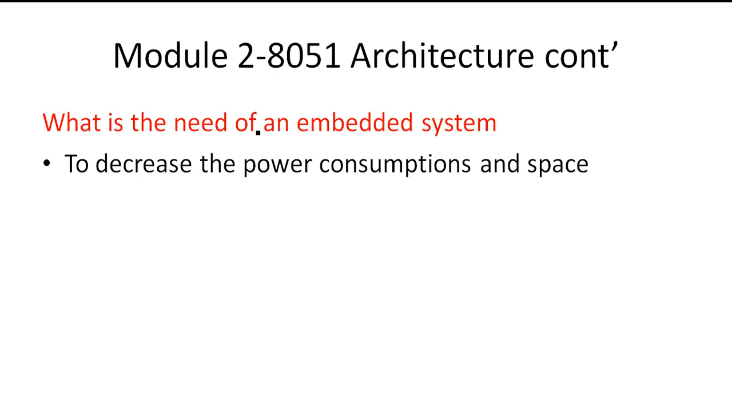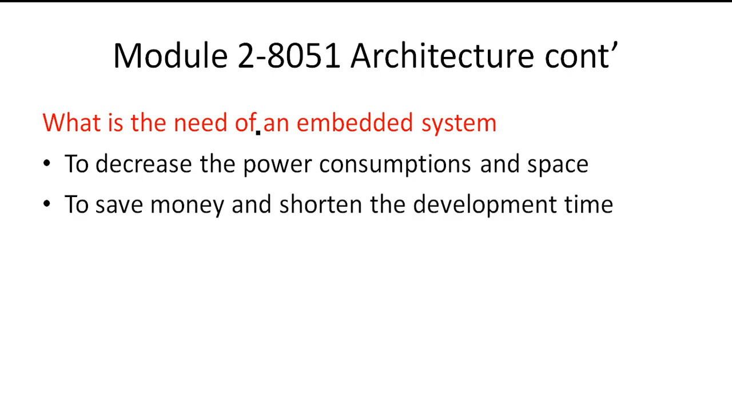So the first point is to decrease the power consumption and space. Then, to save money and shorten the development time. If you use a computer for the washing machine, we need to have a whole set of connections, and the program will be complicated, and all these connections make the system more expensive. So we need to go for a specific microcontroller based embedded system for such a case.